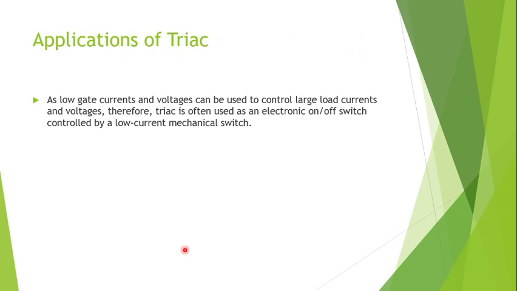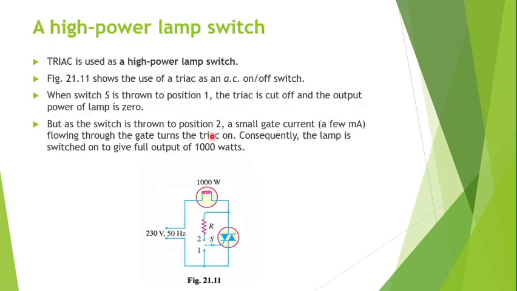Now let us look at the applications of TRIAC. As we see, low gate currents and voltages at the gate are used to control large load currents and voltages. So TRIAC is often used as an electronic on-off switch, which is controlled by a low current mechanical switch. The low current mechanical switch is the switch here, with which we give current to the gate.